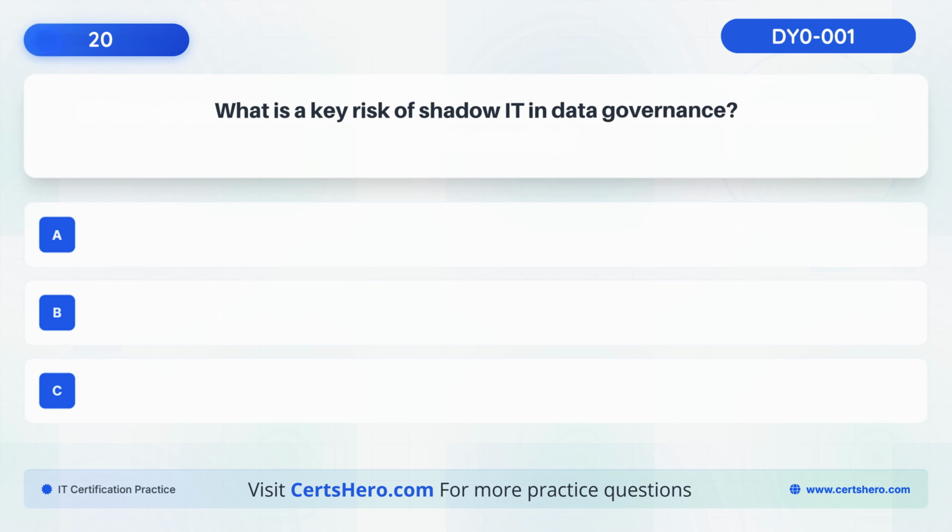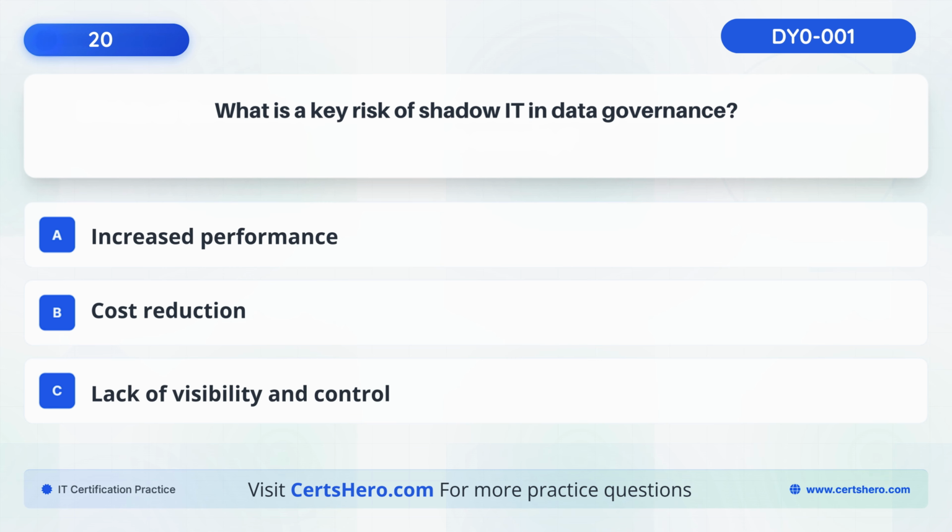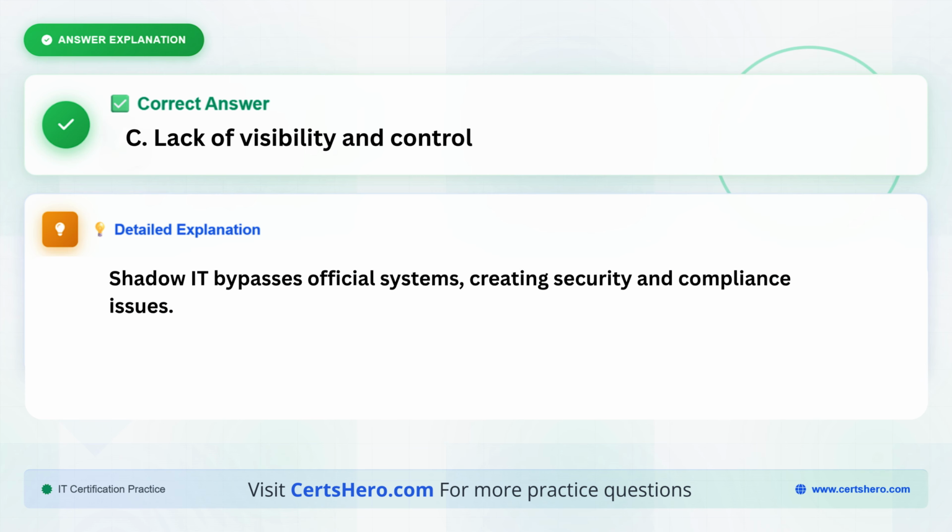What is a key risk of shadow IT in data governance? A. Increased performance. B. Cost reduction. C. Lack of visibility and control. Correct answer is C. Lack of visibility and control. Shadow IT bypasses official systems, creating security and compliance issues.